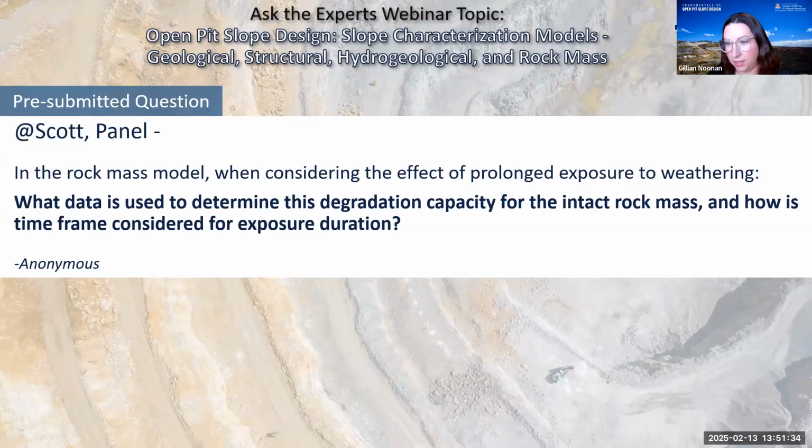So this question came in, again, pre-submitted, and with regards to the rock mass model, but it seems this could also apply to the geological model. When you're considering the effect of prolonged exposure to weathering, what data is used to determine this degradation capacity for the intact rock mass? And then how is time frame considered for exposure duration in the geotechnical model, I suppose?